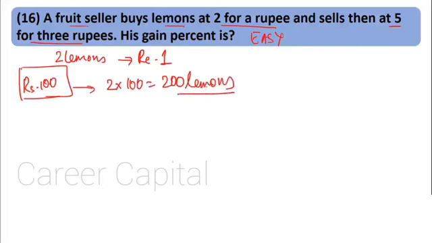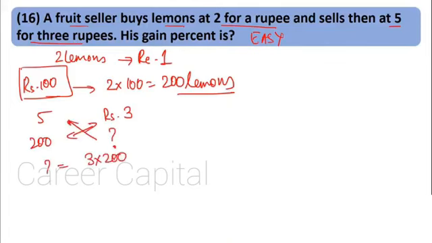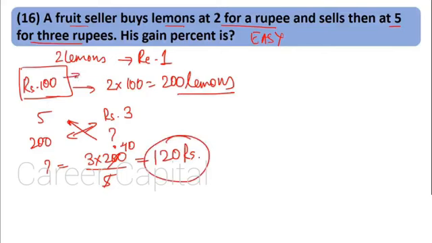Now he starts selling those lemons. If he sells 5 lemons for rupees 3, so 200 lemons would be sold for how many rupees? Simply cross multiply. We get 3 into 200 divided by 5, that would be 600 by 5, 120 rupees. Now the fruit seller had 100 rupees with which he bought the lemons, that becomes his cost price. 120 becomes the selling price because he sells all the 200 lemons at 120 rupees.